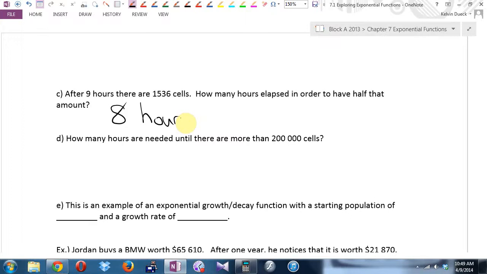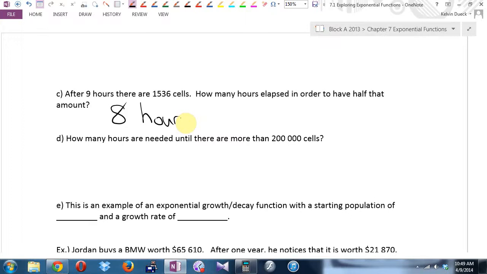How many hours are needed until there are more than 200,000 cells? This would be the research question that Connor might be asking. Maybe this is a cancer cell or something like that, and you want to figure out how fast this tumor is going to metastasize or grow. So you'd like to know, okay, how many hours until there's 200,000 cells?